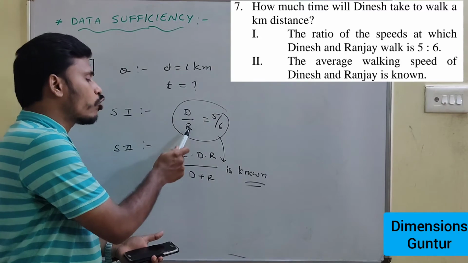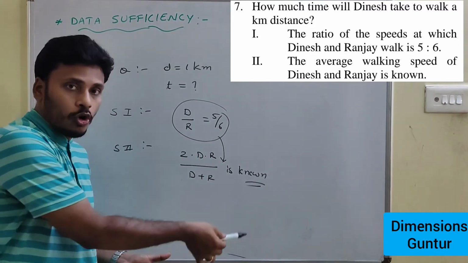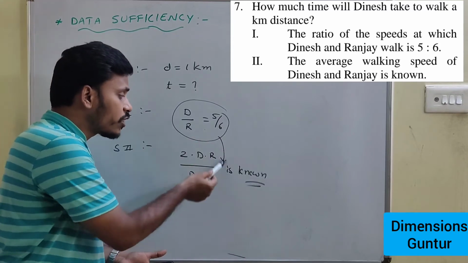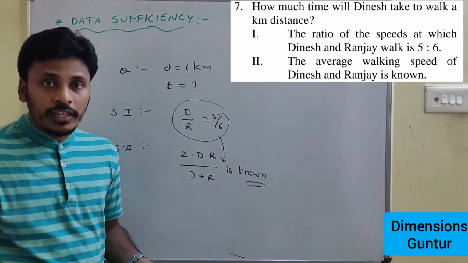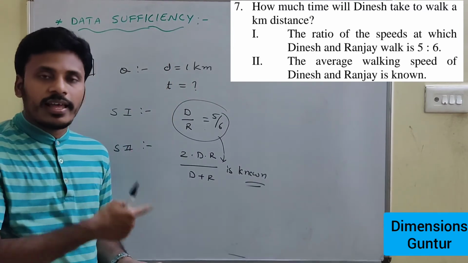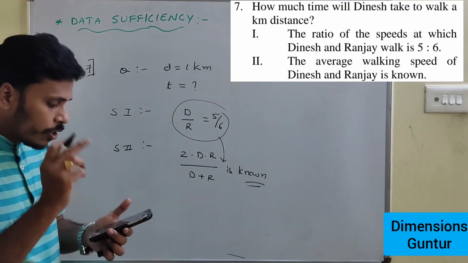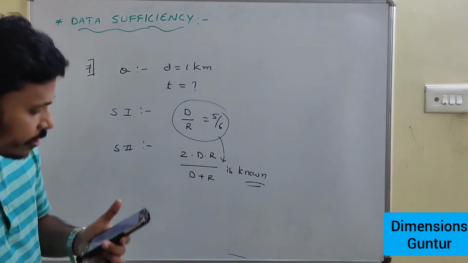Statement 1 is giving the ratio between these speeds as 5 by 6. Statement 2 is giving the average speed as known. So use this, and since this value is known, you will get the speed of Dinesh. Use that speed of Dinesh in the question. Distance is there, speed is there, so you will get the time. So at the end, both the statements are required to answer the question.